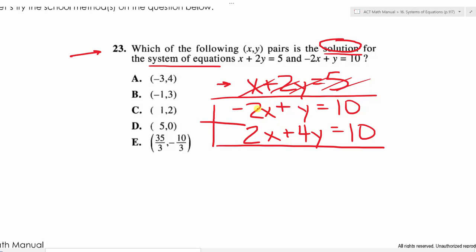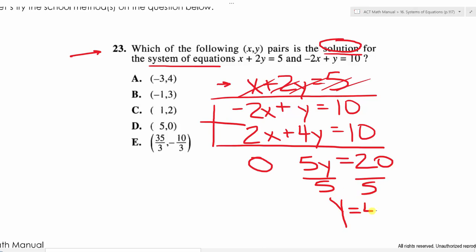And now, when I add these two equations, the way that I do this is I just go one column at a time. So negative 2x plus 2x is 0. Y plus 4y is 5y. 10 plus 10 is 20. Then I divide by 5, and I get y equals 4. So I actually don't even have to plug the 4 back into either of these equations to get my x value because there's only one answer that has a 4 in it, and it is answer choice A. So that's what the elimination would look like.